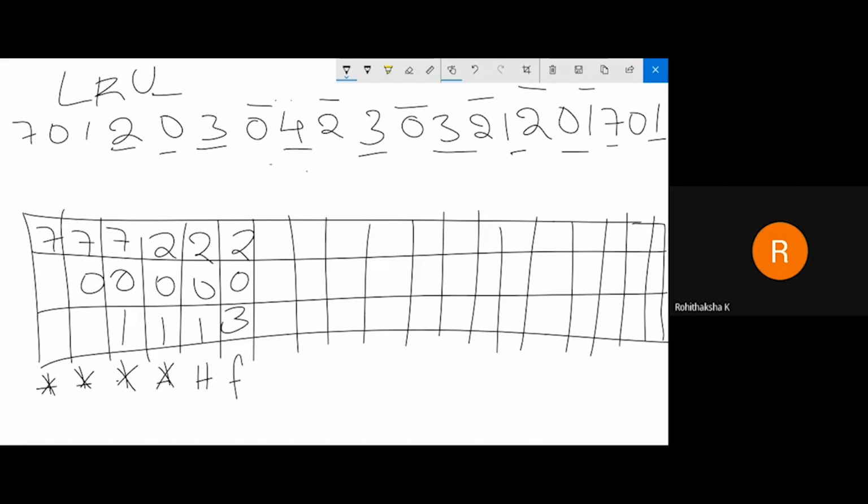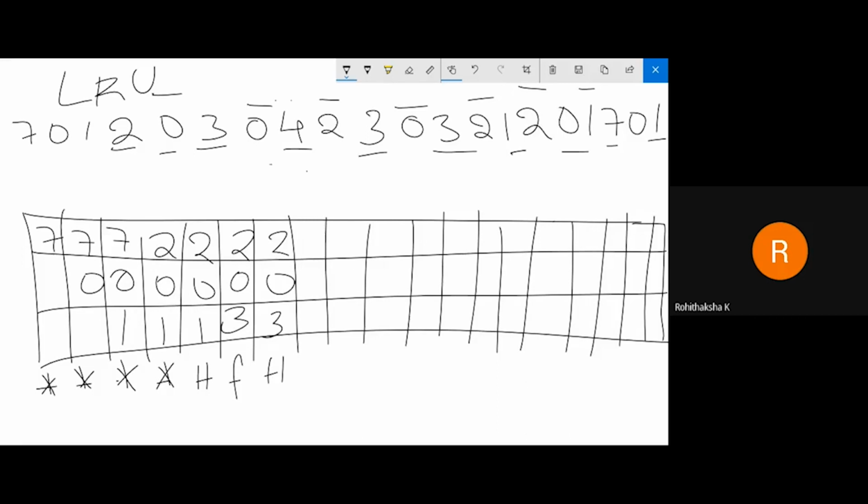Very good. So next one is 0. It is already there. So 2 0 3, make it a hit. So the next one after 0 is 4, which is in the reference string. Whether 4 is there? It is not there, so now I have to replace.